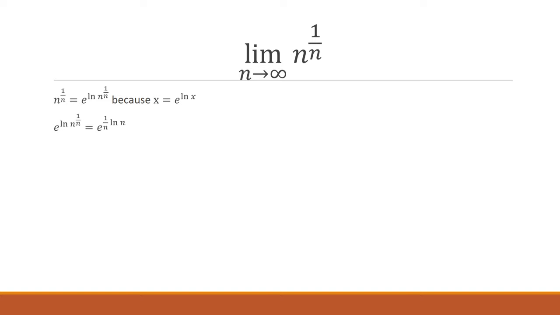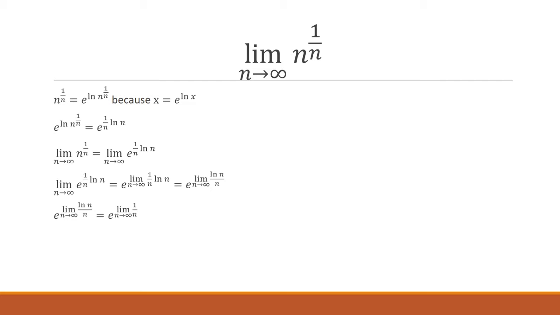Okay, next I can move the 1 over n exponent in front because the log brings the exponent in front. And so I can take the limit of e to the 1 over n times ln of n instead of taking the limit of n to the 1 over n. And the limit could go on top of the exponent. So instead of taking the limit of e to the exponent, I could take e to the limit of the exponent. And so the exponent can be rewritten as ln of n over n.